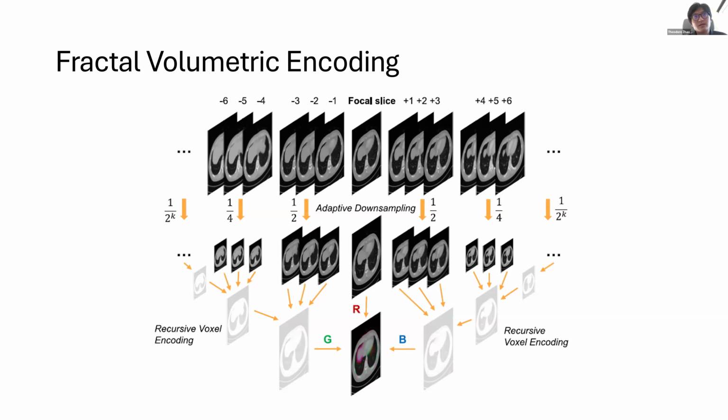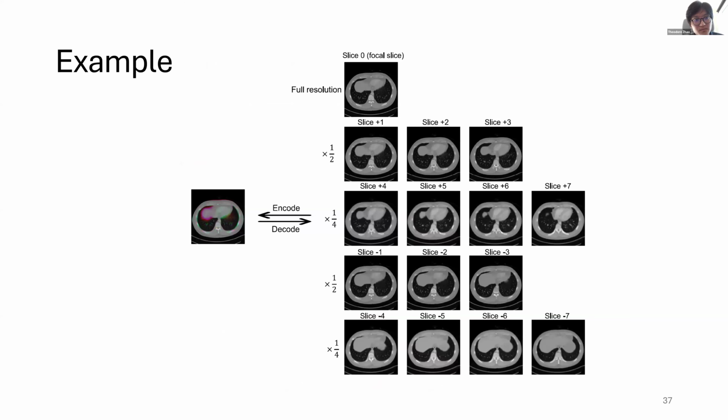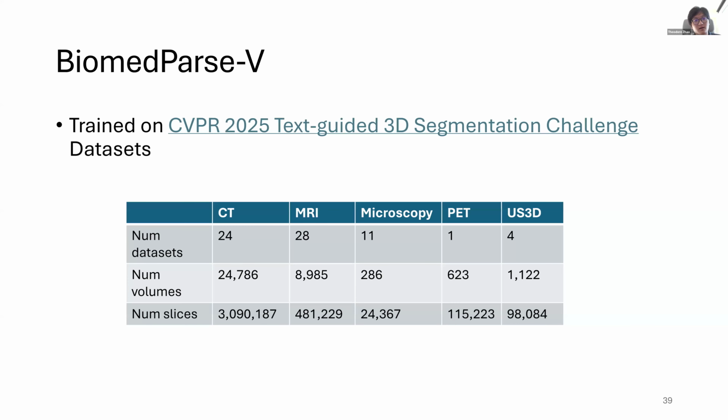So you can optionally determine how you want to encode. Let's say in CT, usually we just use the axial view, so we go through the Z dimension. In other modalities, let's say MRI, you can pick the dimension that you want to slice through. So in our model training with this data, we automatically determine the best axis to do the slicing.